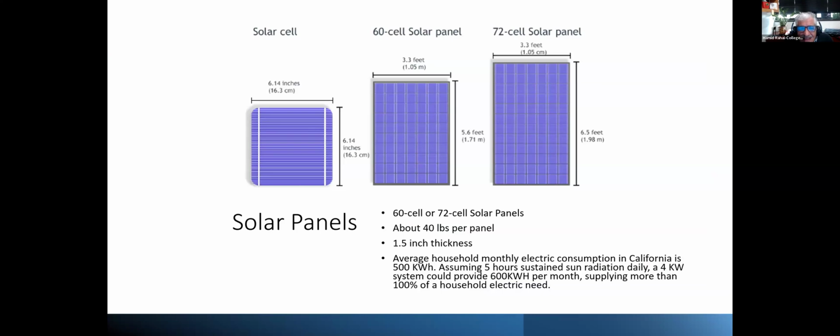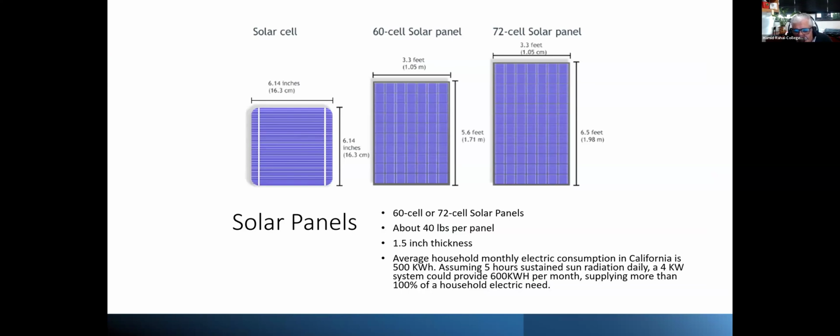Solar cells, as I mentioned, are about 6 inch by 6 inch. A 60-cell solar panel is about 3.3 feet by 5.5 feet. And a 72-cell panel is 3.3 by 6.5 feet. It's about 40 pounds per panel for the 60-cell, or 40 to 50 pounds for the 72-cell. The thickness is about 1.5 inches.